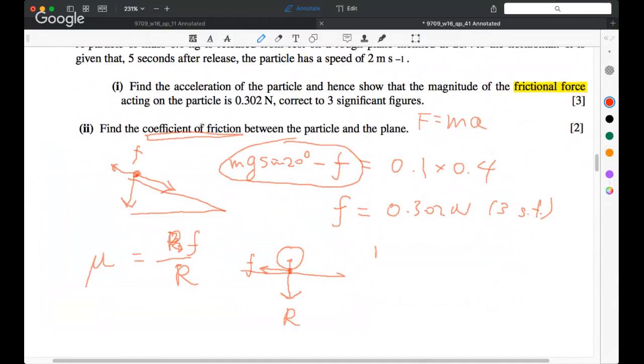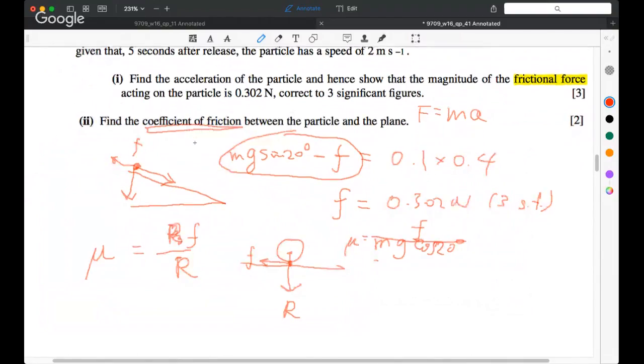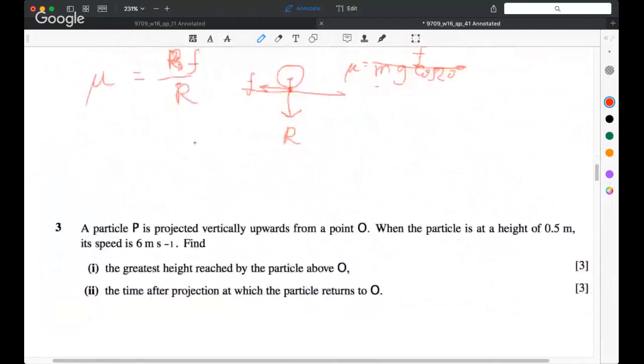We've said before it is mg cos 20, and that's the normal force, and the friction force is F, so mu is just the ratio between the frictional force and the normal force. Any questions? Cool.